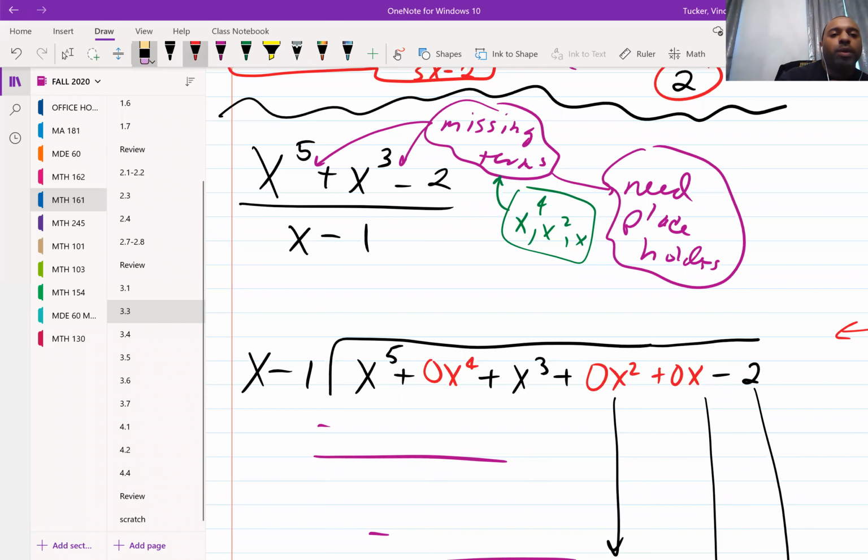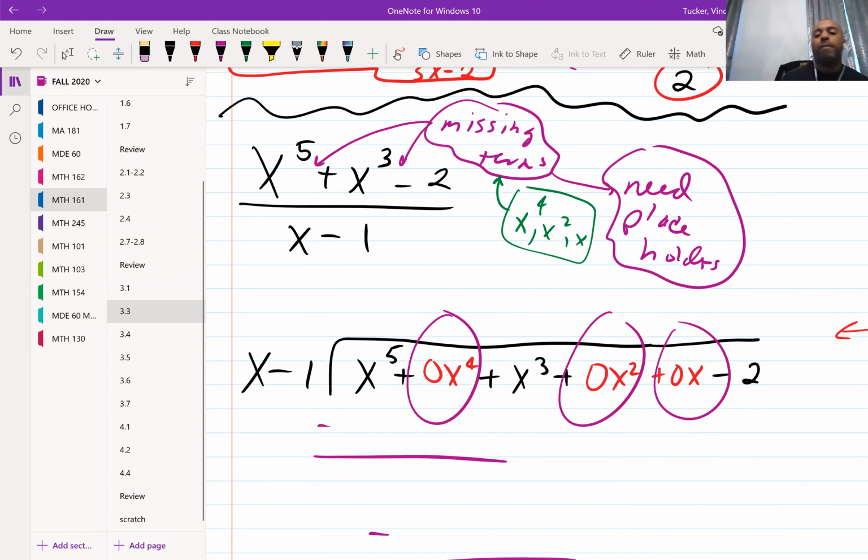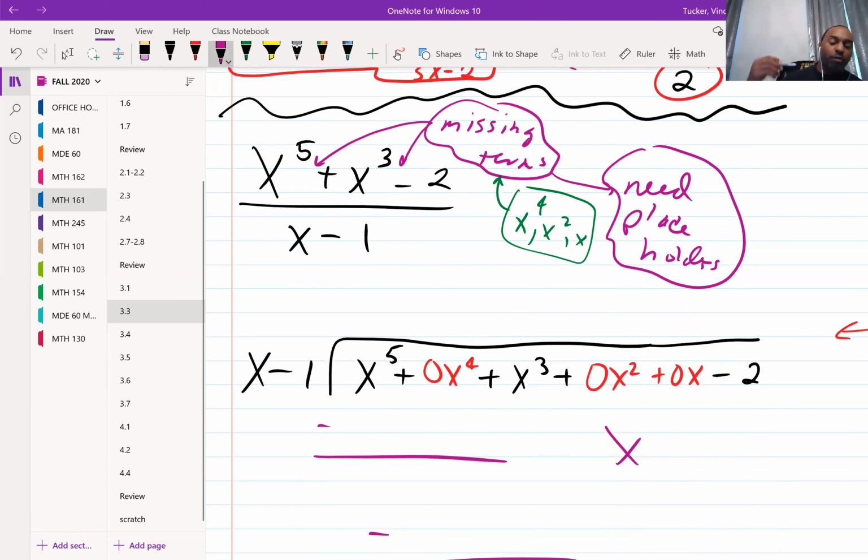All right, so before we get going, you're talking about how we set it up. Notice we have these placeholders right here: 0x to the 4th, 0x squared, and 0x. Like I said, with the placeholders, 0 times anything is 0, so they don't add any value to our problem. Make sure you don't put x there, because remember, if you put x, then there's a 1 in front of x. That's why you have to put 0x, and 0x squared, and 0x to the 4th.